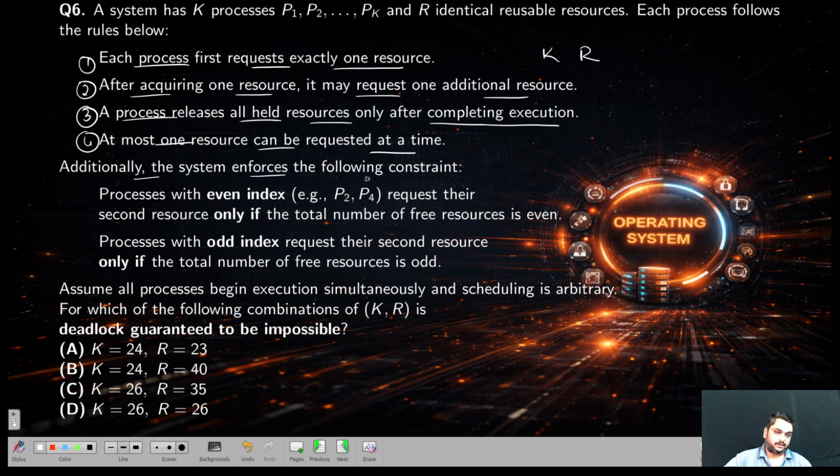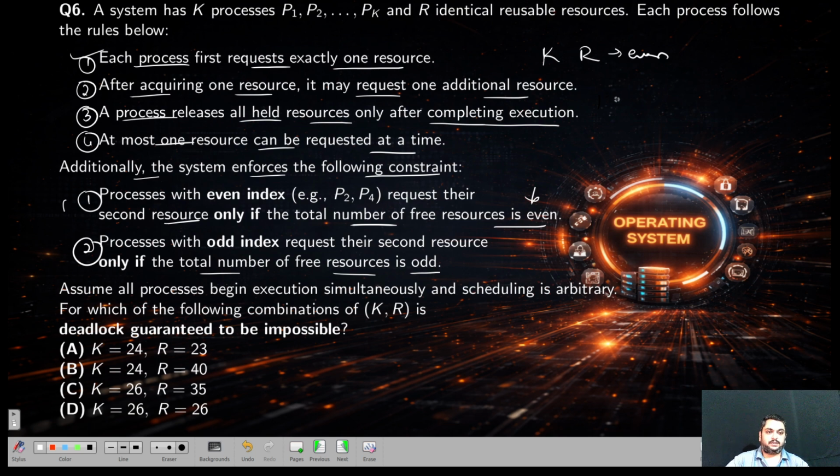Additionally, the system enforces the following constraint. What are the conditions to allocate this resource? Processes with even index, so P2, P4 and so on, request their second resource, because one resource is already given to everyone, only if the total number of free resources is even. At that point of time, if R is even, then I will give it to processes with even numbers, P2, P4 like that. If a process with odd index requires its second resource, only if the total number of free resources left is odd, then I will give it to the odd process.